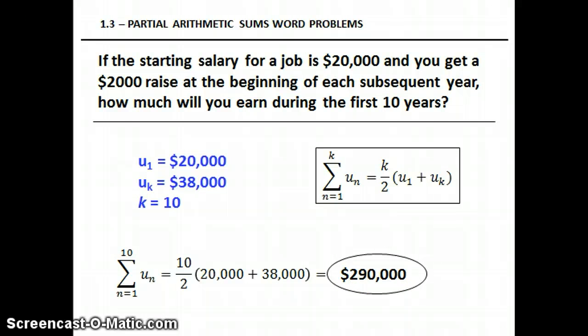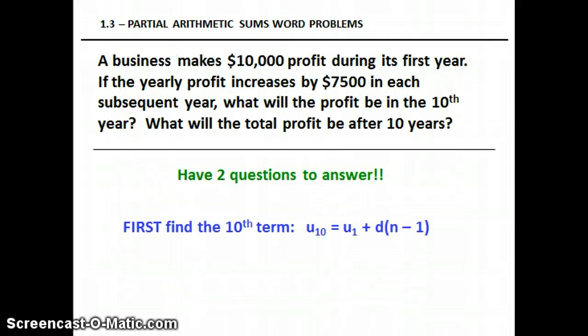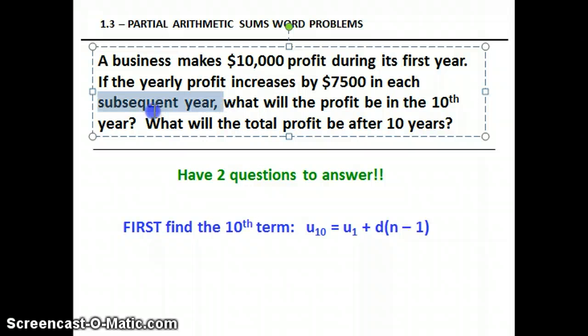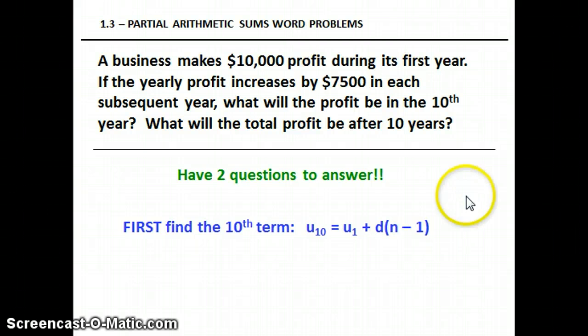Let's try another one. A business makes $10,000 profit during its first year. If the yearly profit increases by $7,500 in each subsequent year, what will the profit be in the 10th year, and what will the total profit be after 10 years? You notice that we have two questions to answer here. What will the profit be in the 10th year, and then what will the profit be after 10 years? So the first question is when we use the explicit formula. We're going to find that 10th term again. So go ahead and pause the video and plug in the appropriate information.